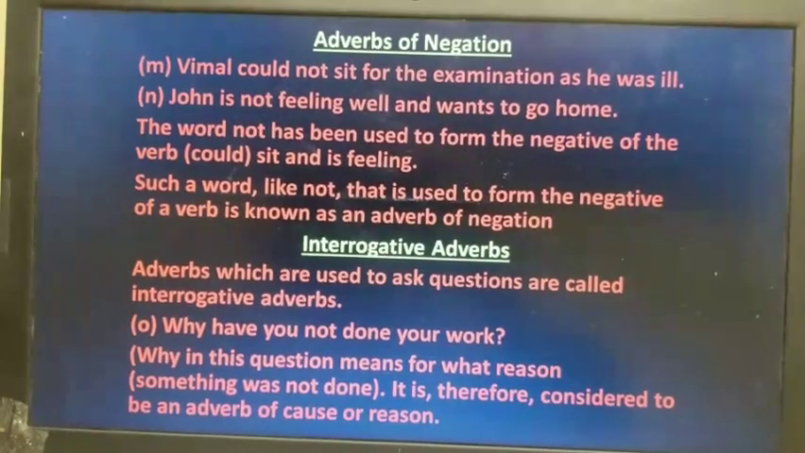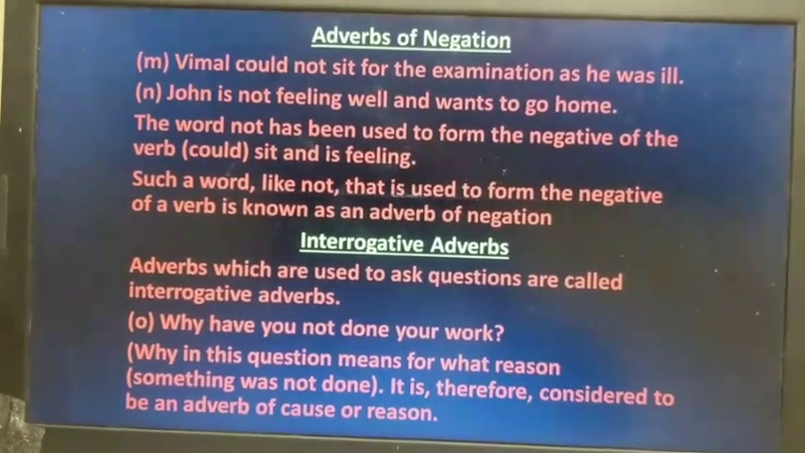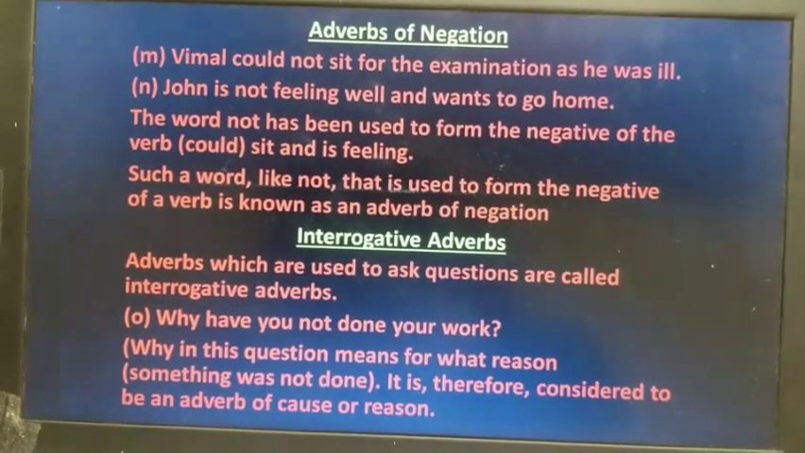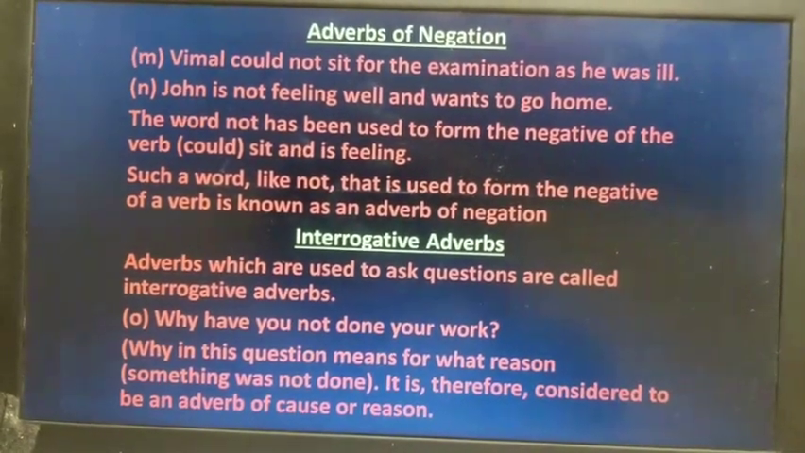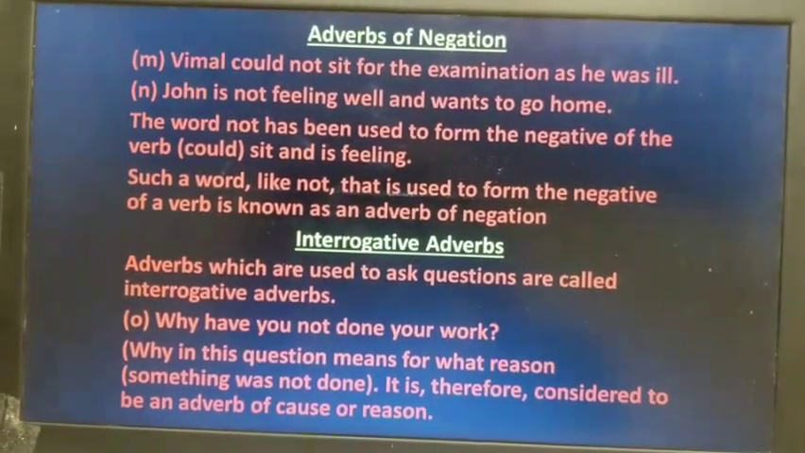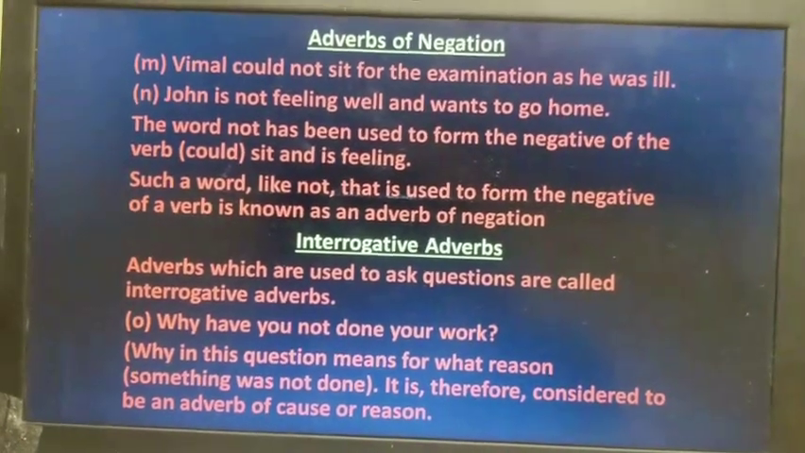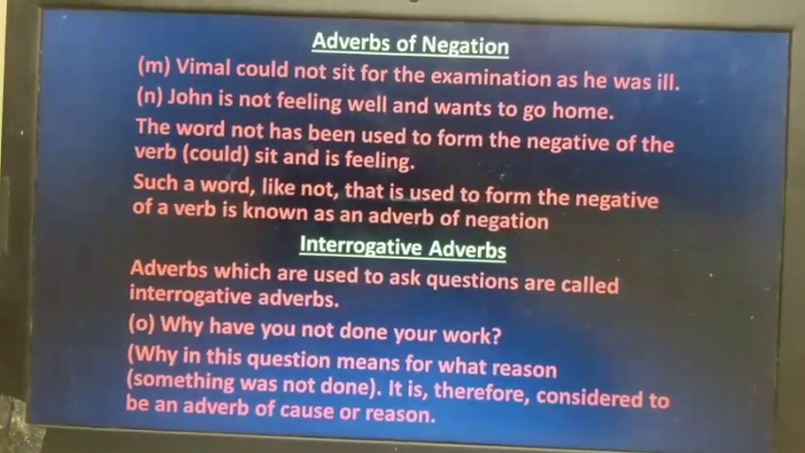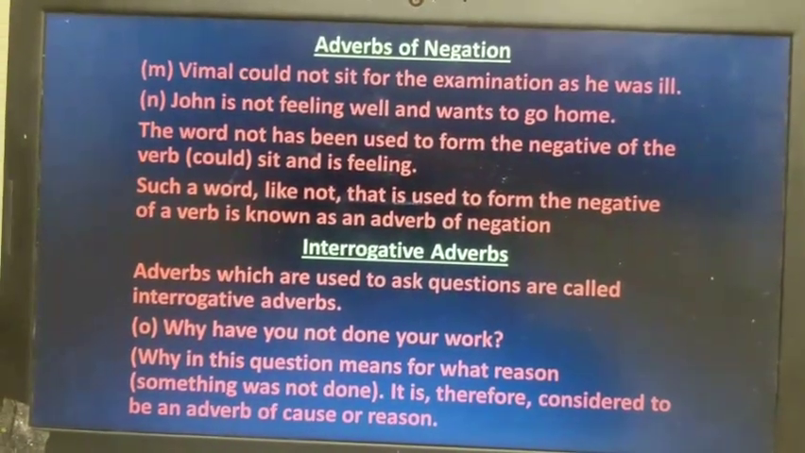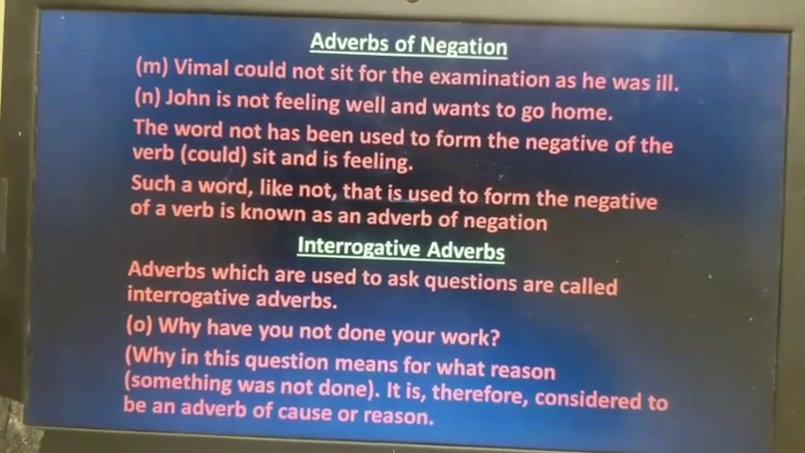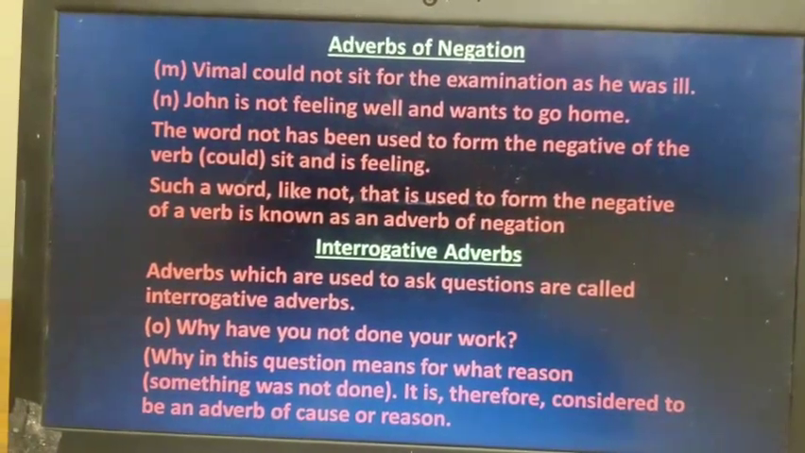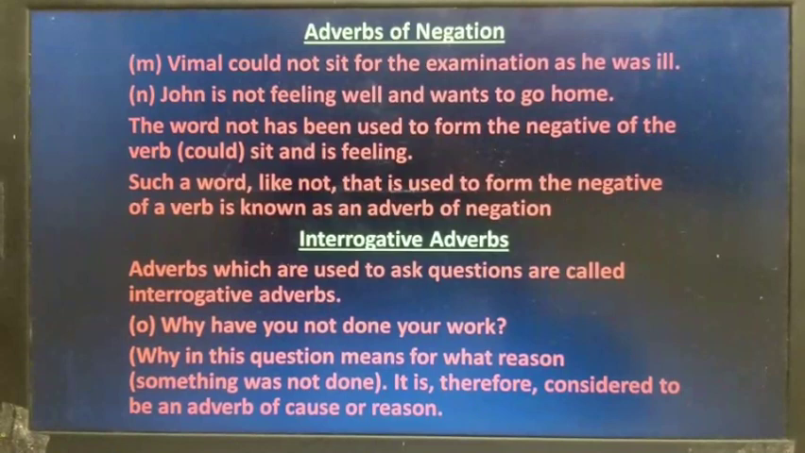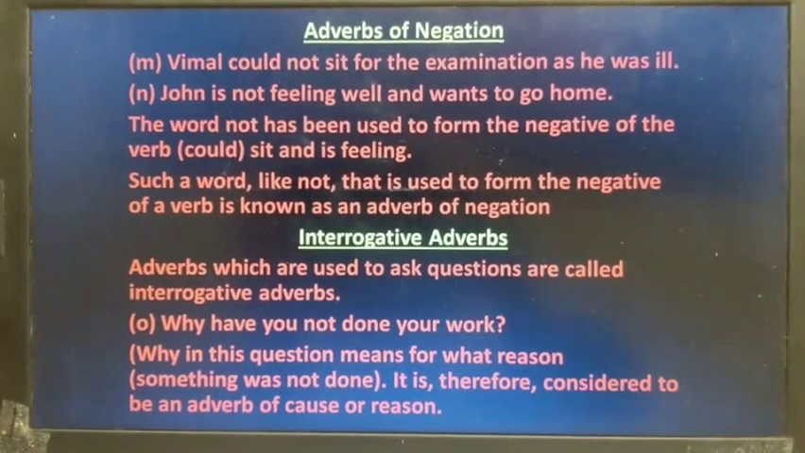Okay, students? The next one, interrogative. You all already know the meaning of interrogative: question, right? So interrogative adverbs are those which help us ask questions. Adverbs which are used to ask questions are called interrogative adverbs. Very simple examples. The first example: why have you not done your work?